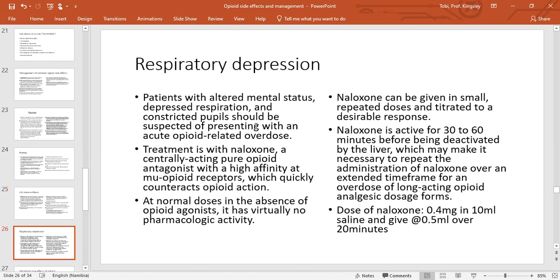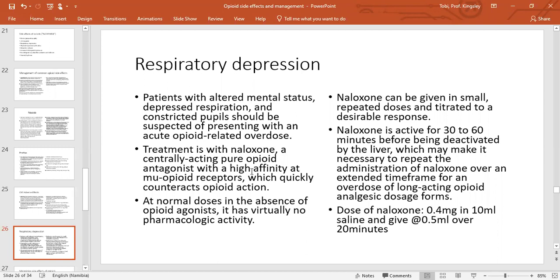Respiratory depression, I'm sure this is what you're waiting for. All right. Know that patients who have altered mental status, depressed respiration, and pinpoint pupils, you should immediately suspect an acute opioid-related overdose. Patient presents with reduction in level of consciousness, depressed respiration, okay? And you look at the pupils, they are very pinpoint. You need to first of all put acute opioid-related overdose at the back of your mind, in fact, in front of your mind.